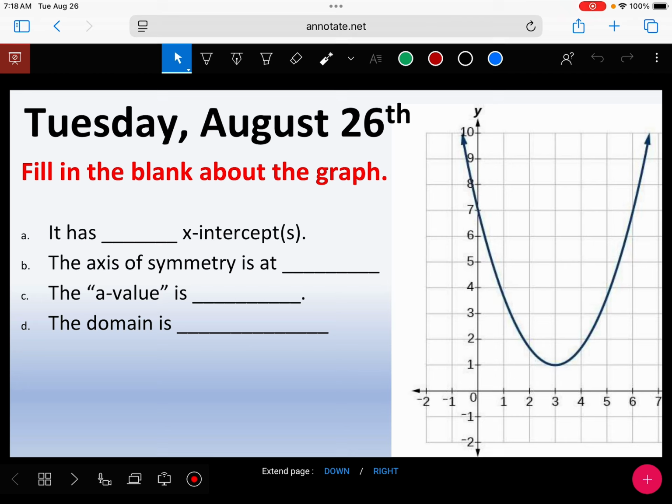All right, how many times does this graph cross through the x-axis, Damariana? What would you say for that? How many times does it cross the x-axis? None, exactly. It doesn't come down far enough.